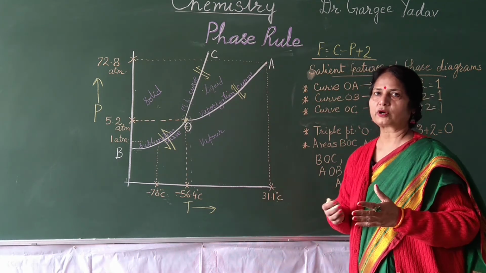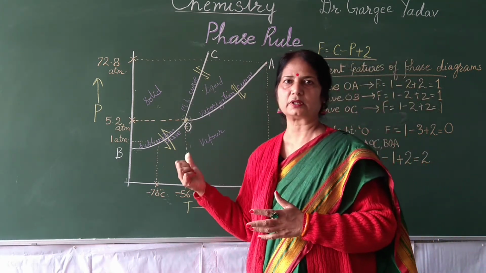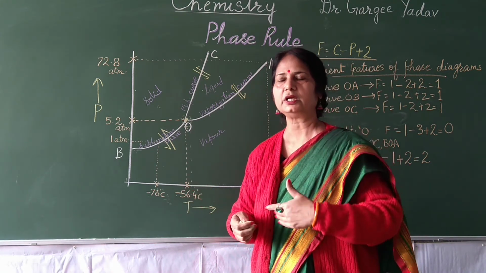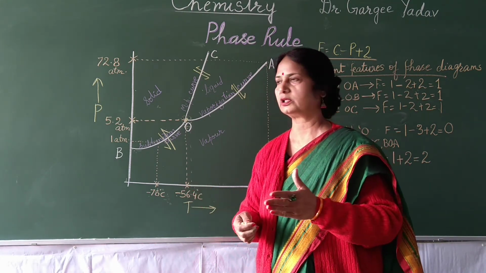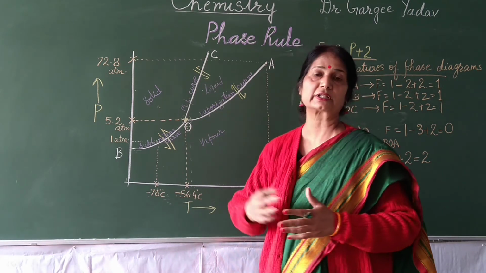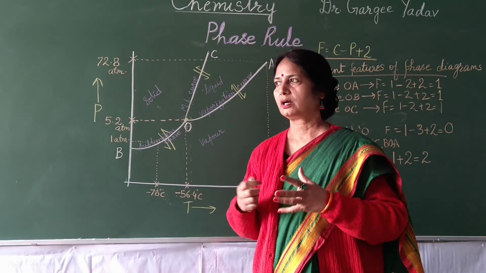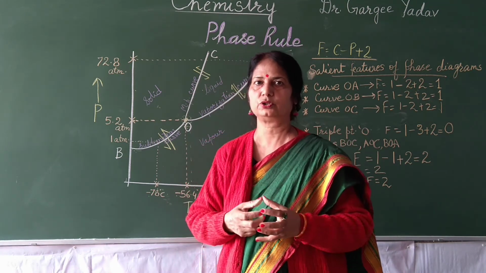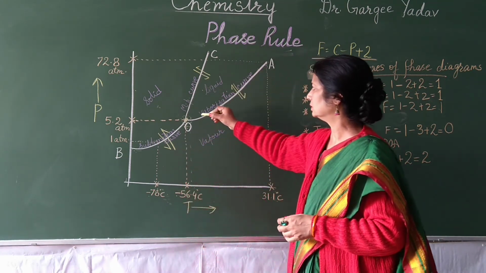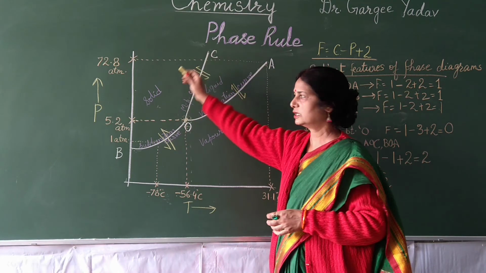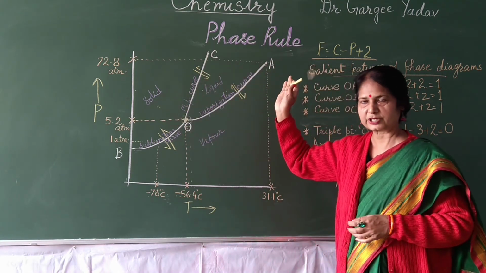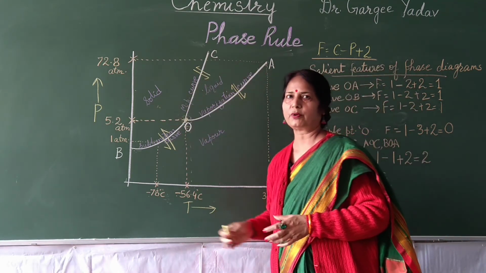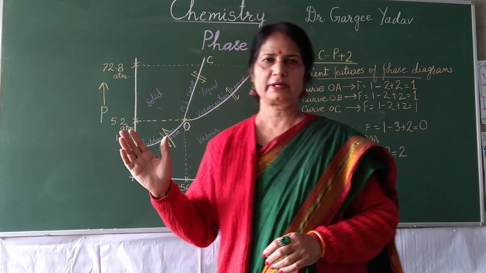According to the Clausius Clapeyron equation also, here the slope is positive, means dP upon dT is positive, and so we can also infer that the liquid CO2 has more volume compared to the solid CO2, and so this OC curve is tilted away from the pressure axis, and the slope is positive. This was all about the carbon dioxide system.